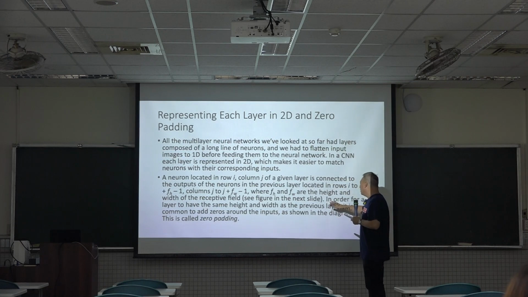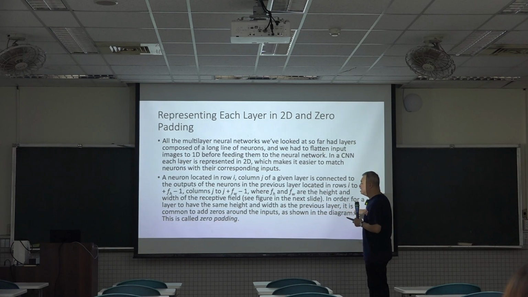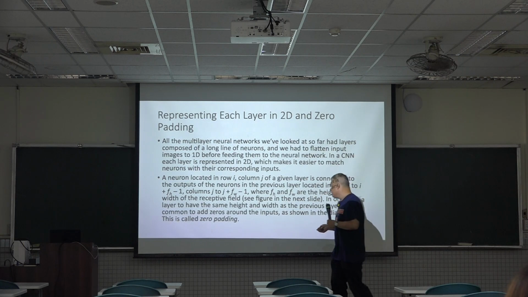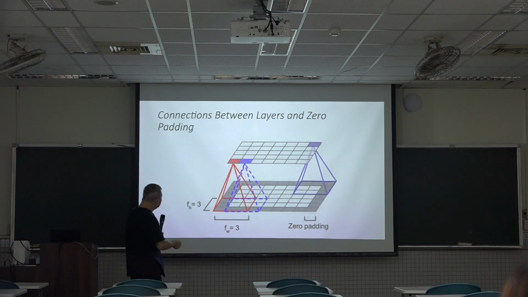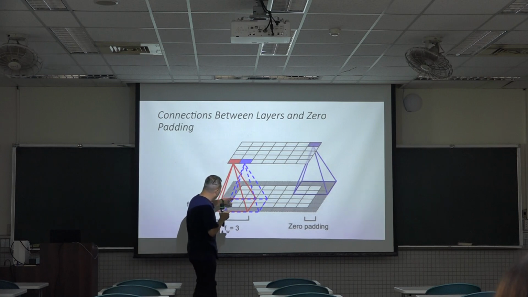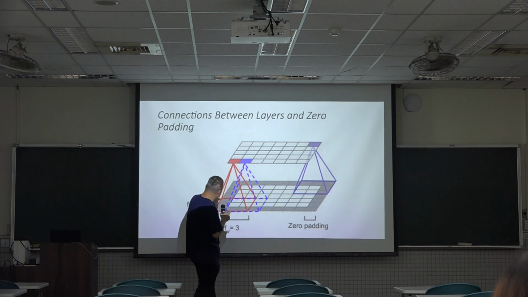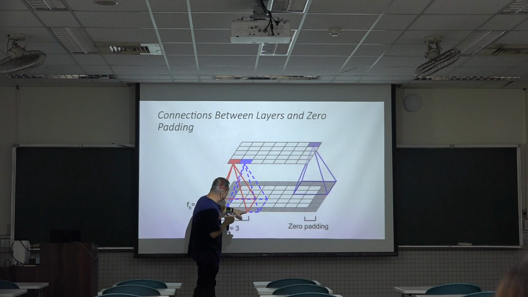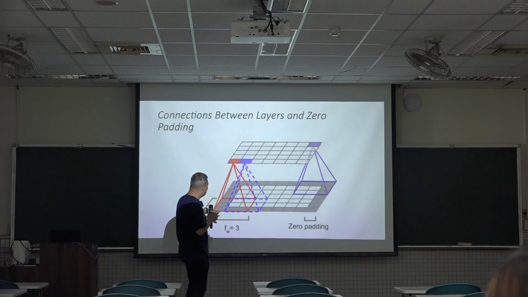In order for a layer to have the same height and width as the previous layer, it is common to add zeros around the input, as shown in the diagram. This is called zero padding. In this example, you can see the fh and the fw are both 3. Each time, this neuron is connected to this area, this neuron is connected to this area, and so on. 3 by 3.